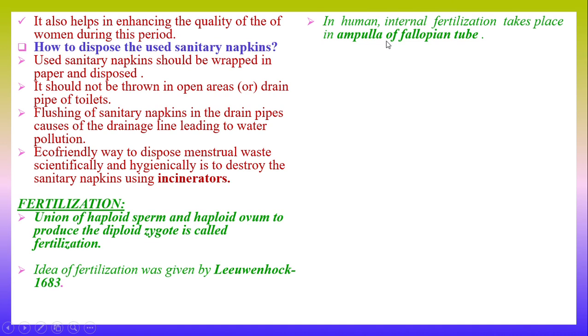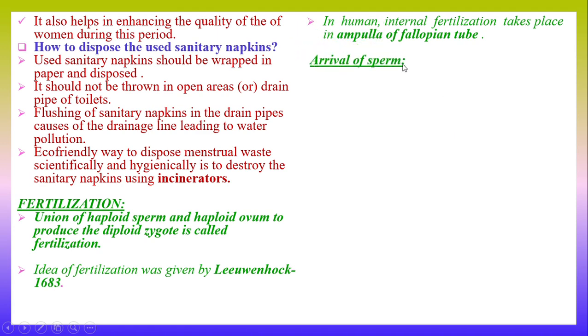Here, in humans, what kind of fertilization? Internal fertilization, because the male organism inseminates the semen into the female genitalia. So fertilization takes place inside the female body, very particularly in the ampulla of the fallopian tube. Very important, one more question: internal fertilization in human beings, and where does it take place? In the ampulla region of the fallopian tube.